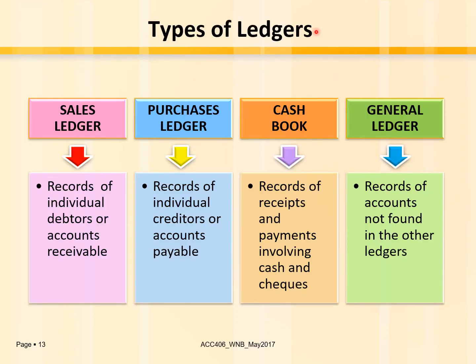Next, moving on to the types of ledger. Types of ledger adalah sales ledger, purchases ledger, cash book and also general ledger. So, sales ledger akan record semua individual debtor ataupun account receivable. Okay, ledger ni kita dah belajar dah, yang T account. Yang tu ledger lah. Next adalah the purchases ledger akan record semua individual creditor ataupun account payable. Cash book akan record receipt dan payment yang melibatkan cash ataupun cheque. General ledger record semua benda yang tak ada dalam ledger lain. So, let's move on.